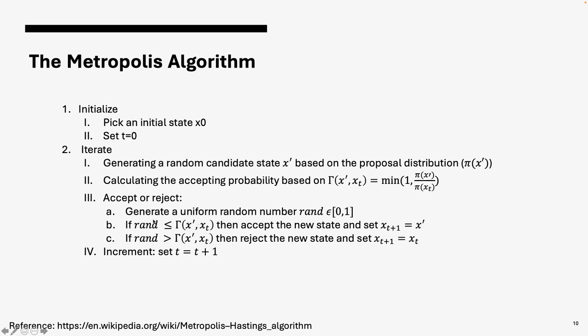If gamma satisfies this condition, then we accept the new state and set x_t+1 equal to x prime. If the random number is greater than gamma, then we reject the new state and set x_t+1 equal to x_t. Then we set t equal to t plus 1.